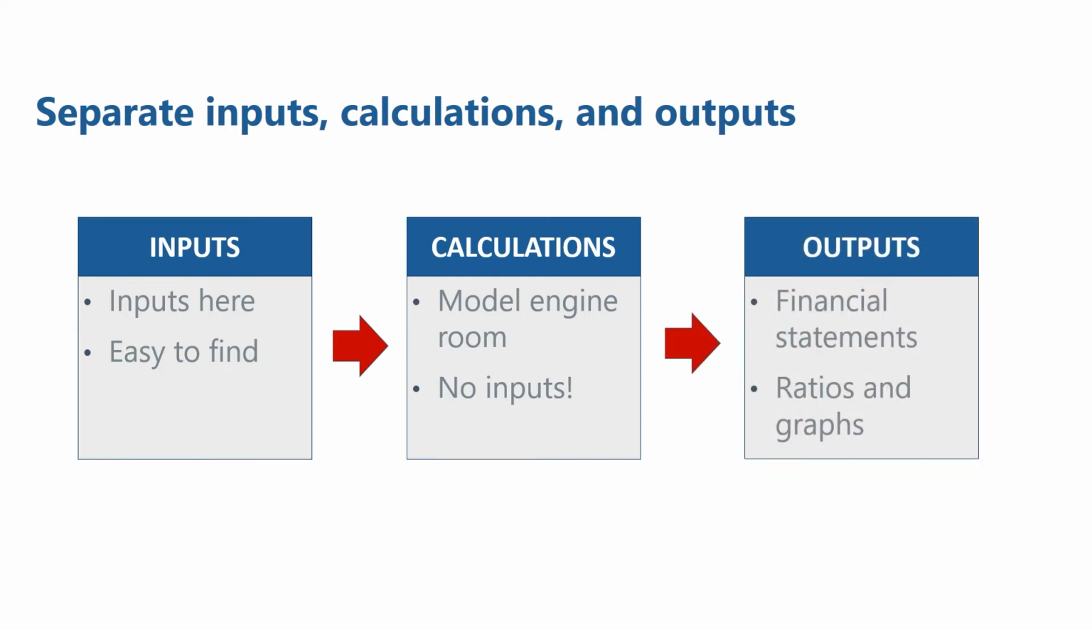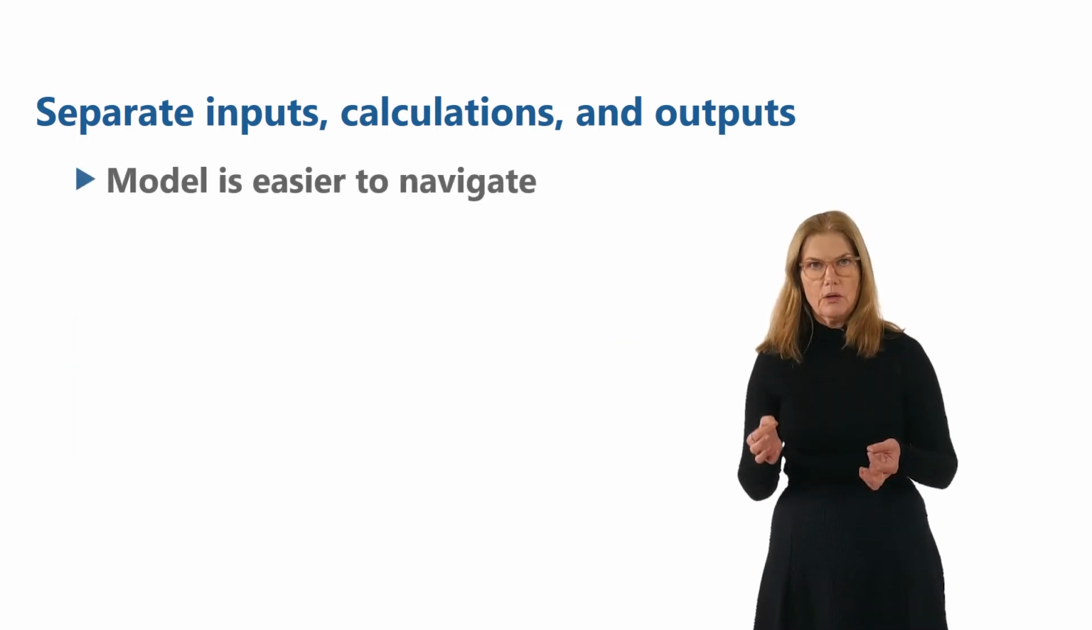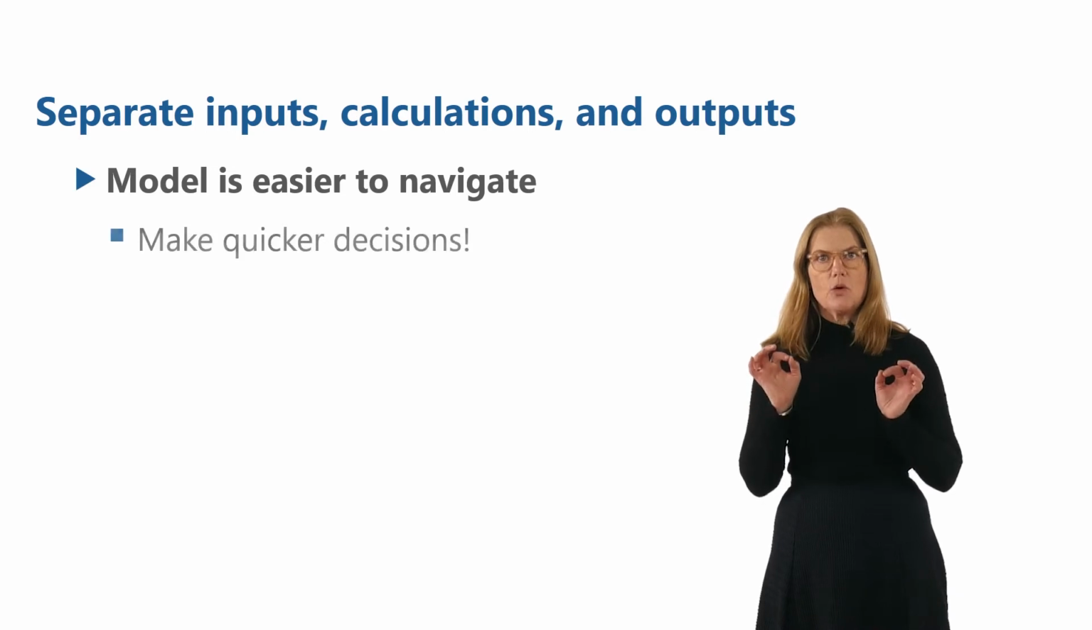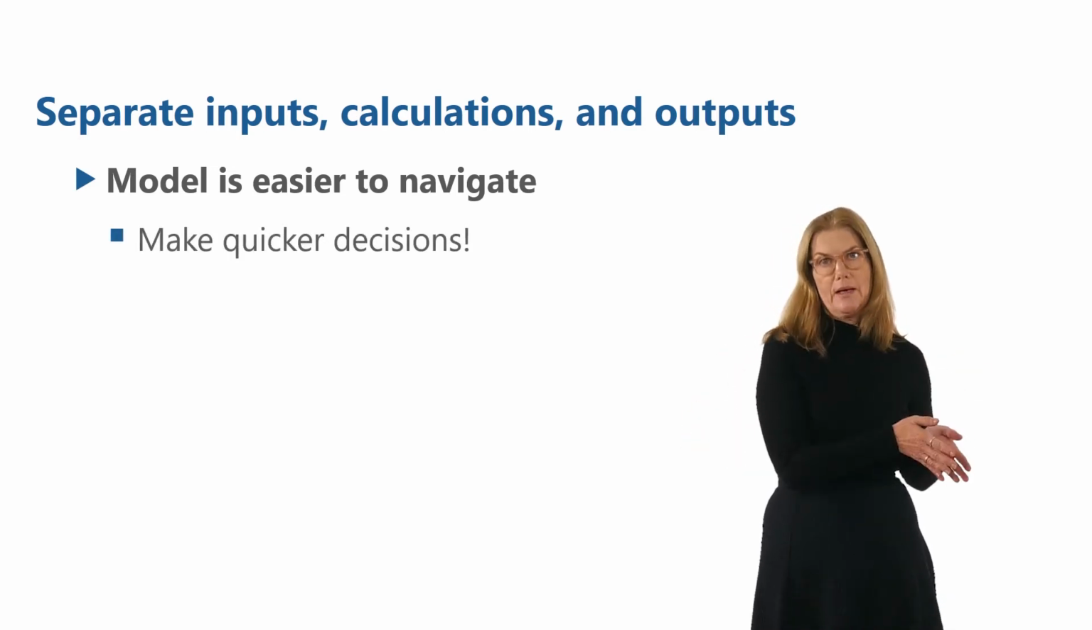The last tab would be the Outputs tab. This is where the results of the financial model are found, such as financial statements, ratios, graphs, and sensitivity tables. This use of separate tabs assists the user to navigate throughout the model and to understand where to make changes to the inputs, amend the calculations, or to analyze the outputs.